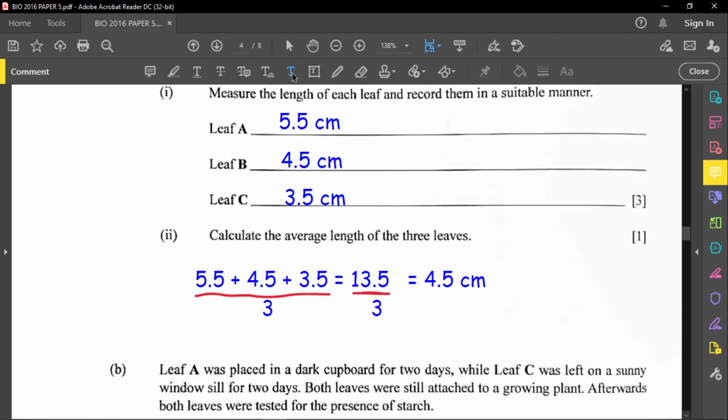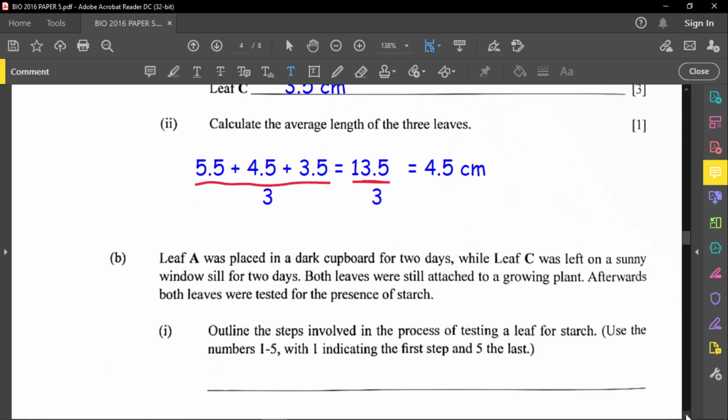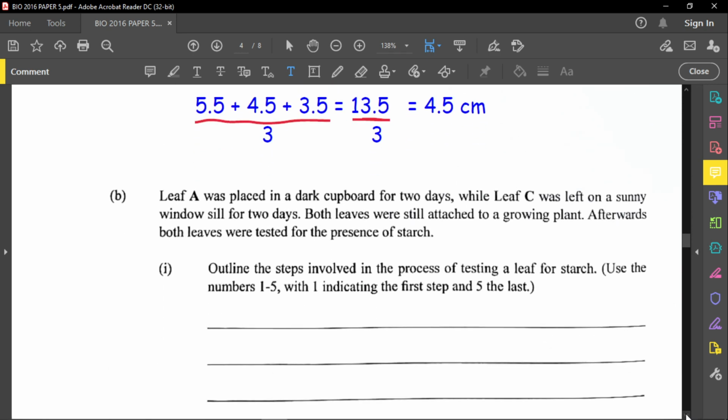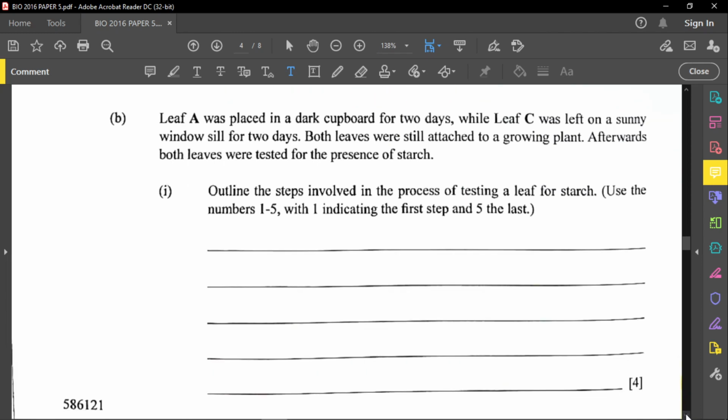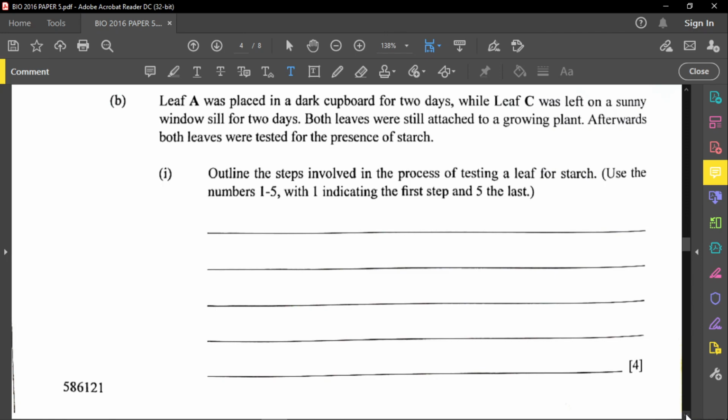All right, let's now jump into the next part of the question. The next part of the question reads, leaf A was placed in a dark cupboard for 2 days, while leaf C was left on a sunny windowsill for 2 days. Both leaves were still attached to a growing plant. Afterwards, both leaves were tested for the presence of starch. Right here now it asks us to outline the steps involved in the process of testing a leaf for starch. Use the numbers 1 to 5 with 1 indicating the first step and 5 the last step.